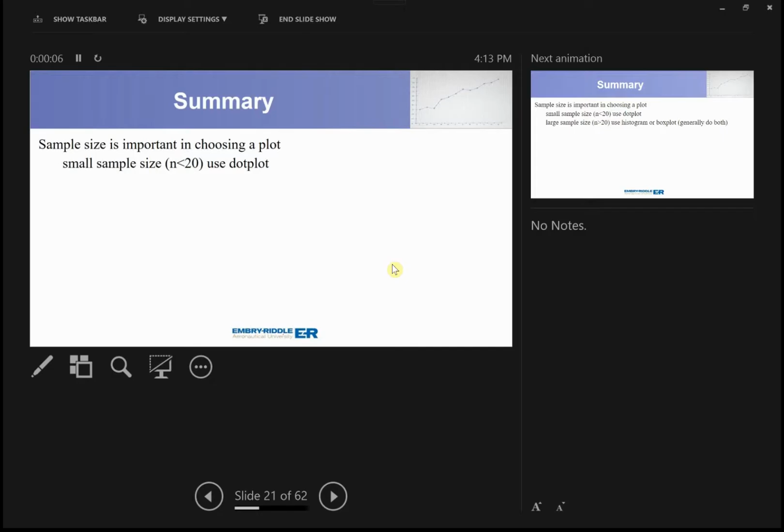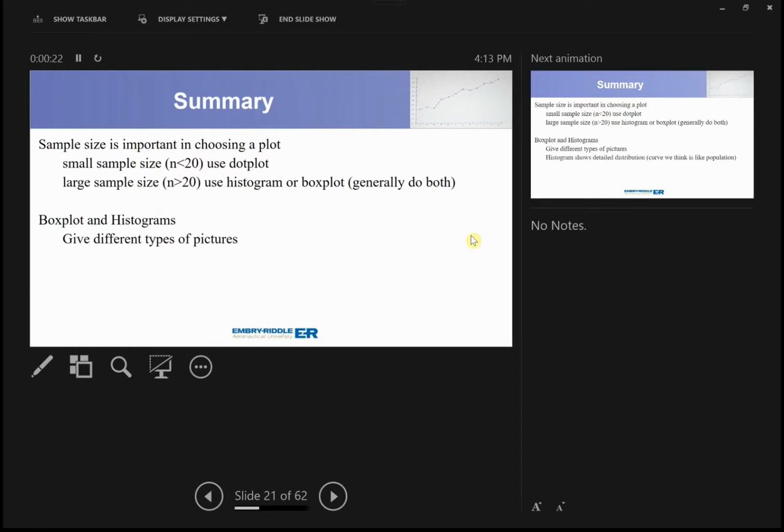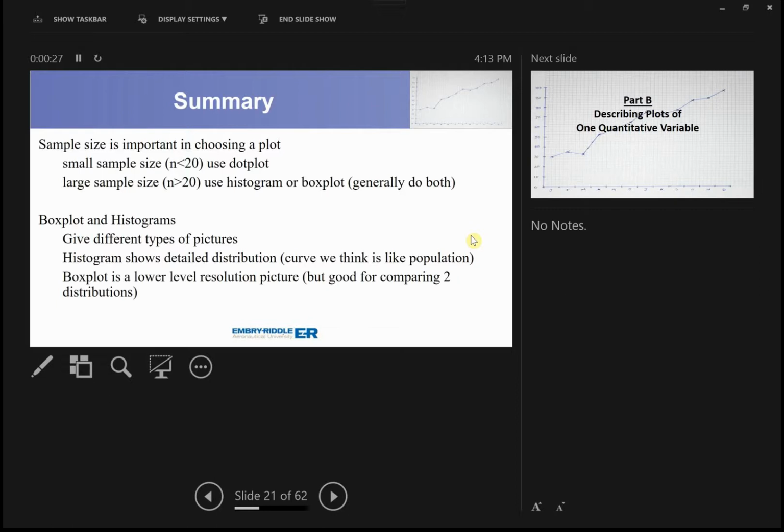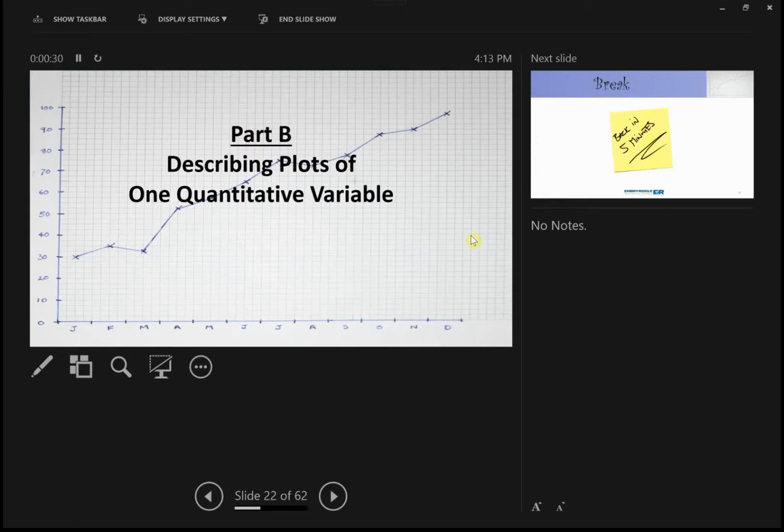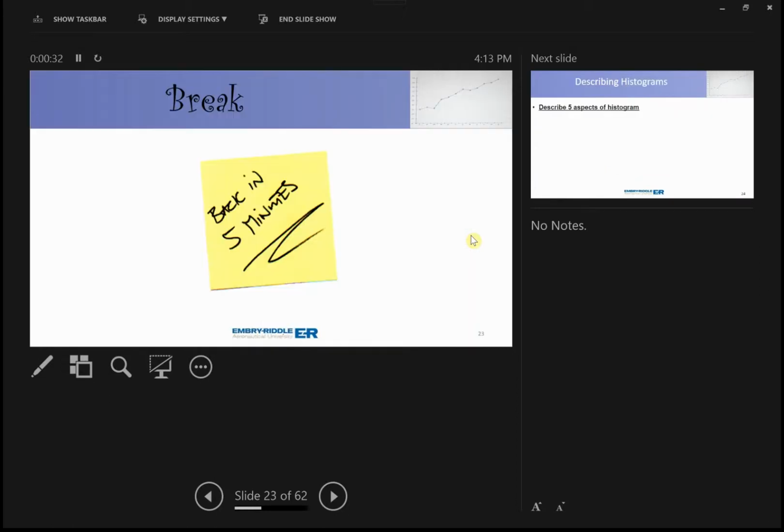So just to summarize about plots, okay, when we have small sample sizes, like 10, 20, we usually try dot plots. When the sample size is large, we're going to use box plot or histogram. Generally, we do both, just to be on the safe side. Box plots and histograms give different types of pictures. Histogram is more detailed. Box plot is lower level, all right? So why don't we take a real quick break? We'll come back and we'll talk about how to describe the plots after this, okay?